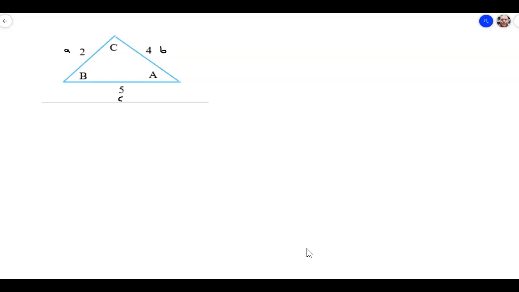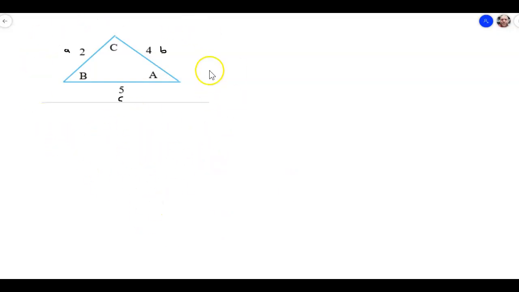Today we're going to take a look at an example from section 8.3. This is using the law of cosines to solve for the angles and sides of a triangle. Here they give us the three sides of a triangle. This is one of the two different cases that we can use the law of cosines for. The other case is for when they give us two sides and the included angle.